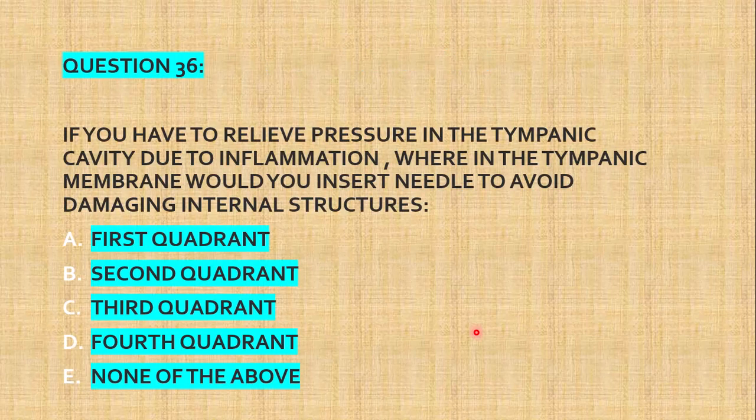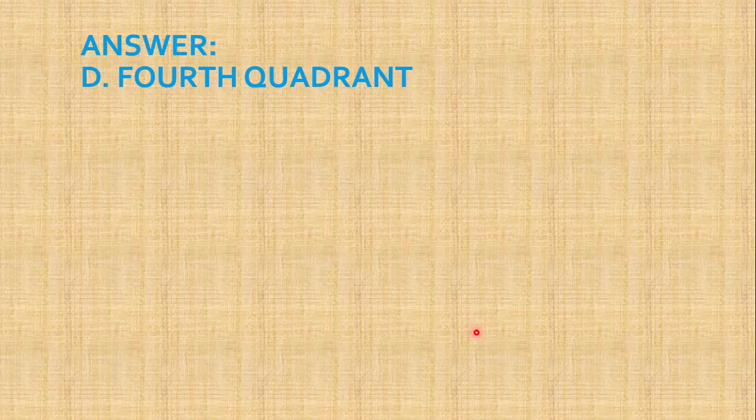Question 36. If you have to relieve pressure in the tympanic cavity due to inflammation, where in the tympanic membrane would you insert a needle to avoid damaging internal structures? So what is the site or approach we use for a typical myringotomy? Option A, first quadrant. Option B, second quadrant. Option C, third quadrant. Option D, fourth quadrant. Option E, none of the above. The answer to this question is the fourth quadrant. So the fourth quadrant is the best approach. Other quadrants are related to structures, okay?